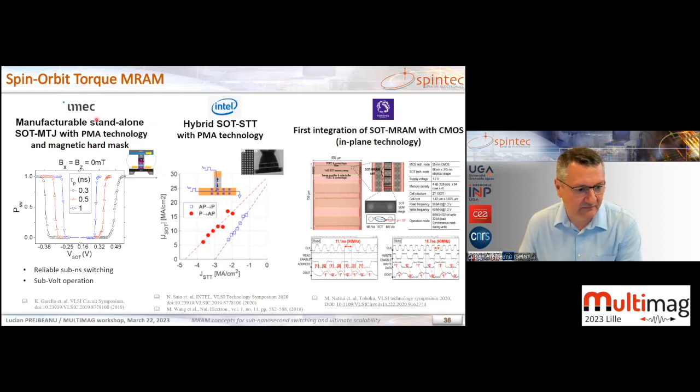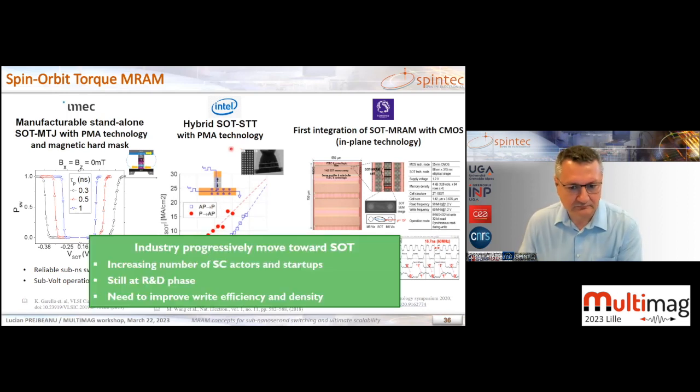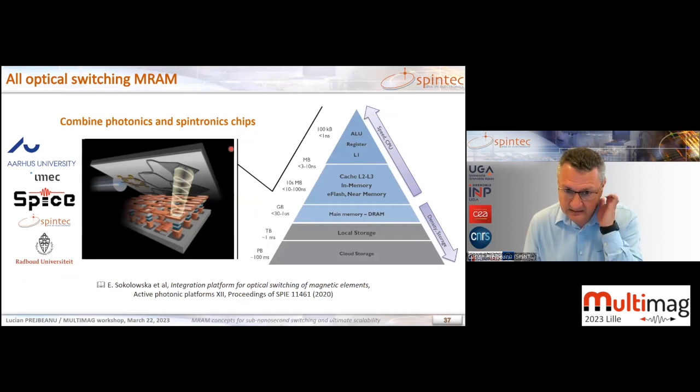So demonstrated, for example, by IMEC, there were some solutions in which a hybrid spin orbit torque STT with perpendicular magnetic technology was used, and Tohoku also proposed the first integration of SOT MRAM with CMOS. So the industry has progressively moved toward the SOT with an increasing number of actors and startups, but it is still at an R&D phase with a need to still improve the write efficiency and density.